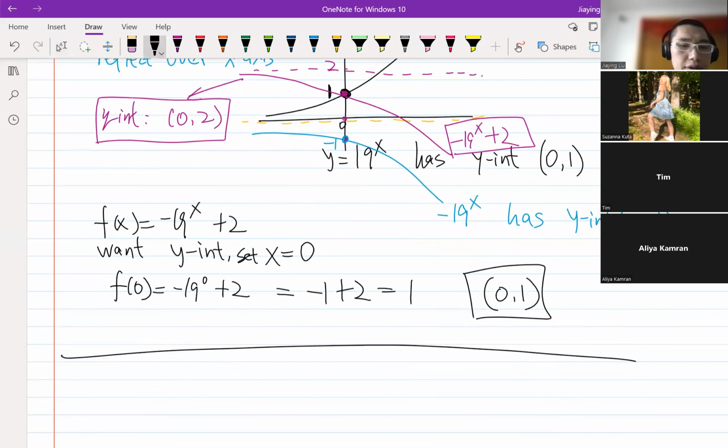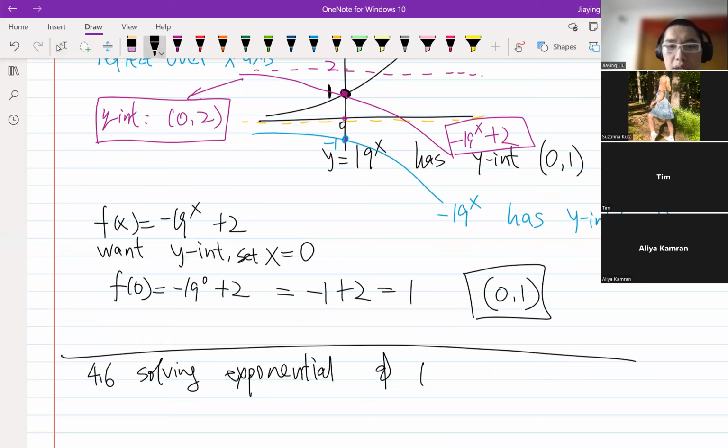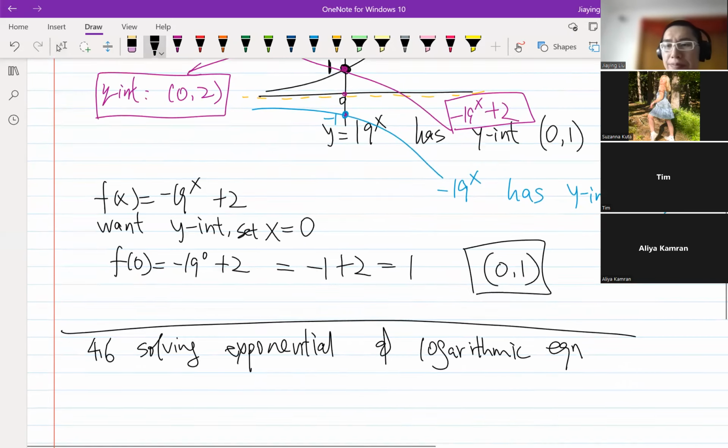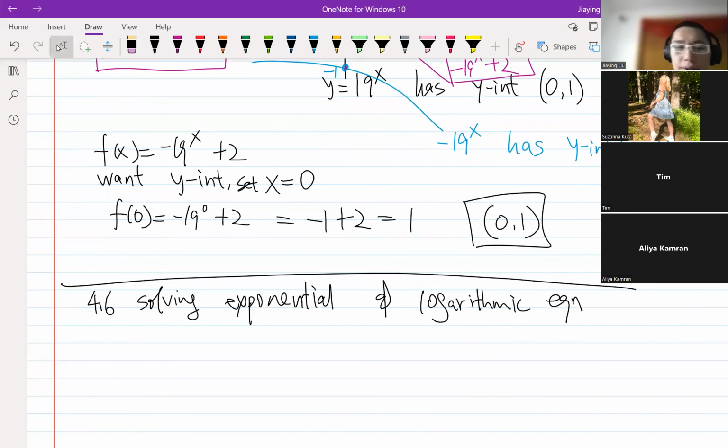I'm going to begin with 4.6, solving exponential and logarithmic equations. So we're not talking about functions here. We're just going to work with a lot of equations. So the first example I have, we're going to solve all those equations from now on.